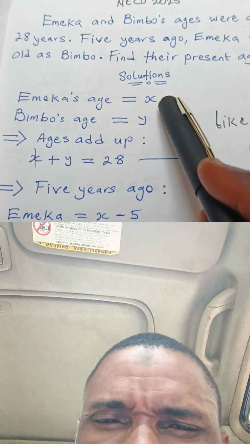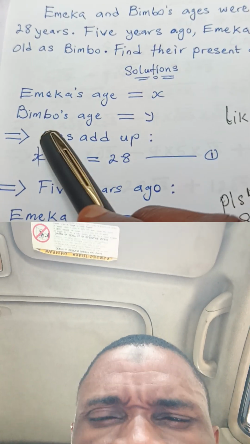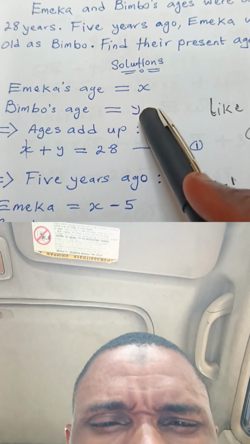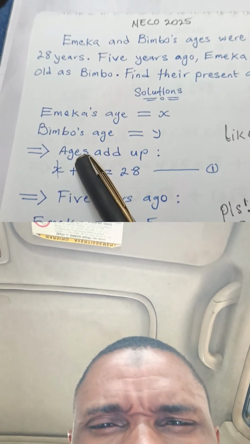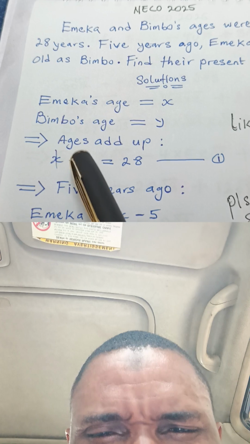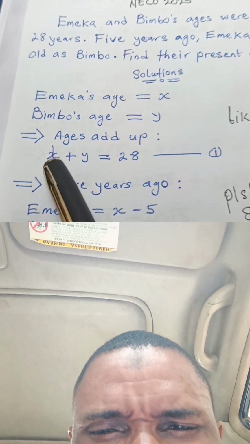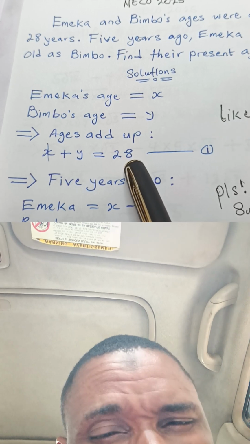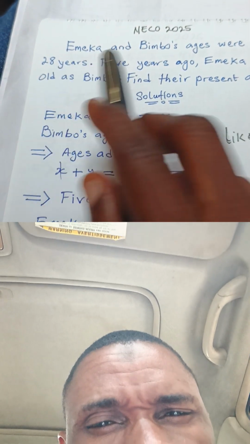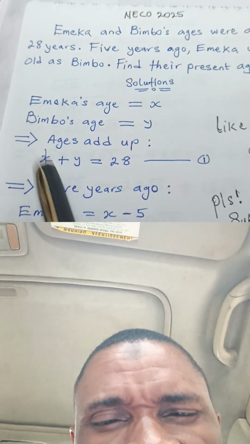Emeka's age, let's name it X. Bimbo's age, let's name it Y. Okay? Now, let's go down to the first sentence. The ages add up. That is X plus Y. That equals to what? 28, because the statement says if you add the ages, it's going to give us 28 years.